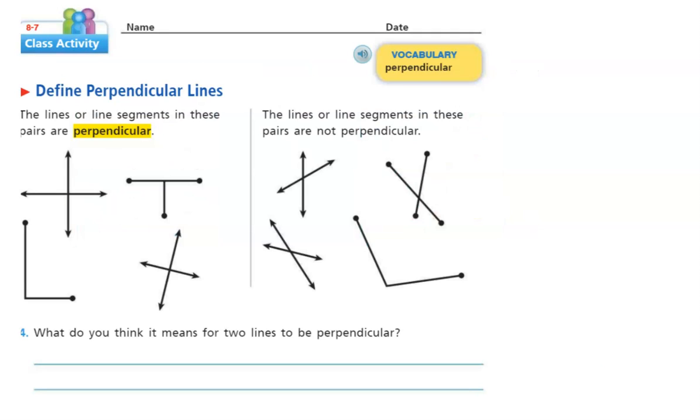So now let's talk about perpendicular lines. Perpendicular lines are kind of sort of the opposite of parallel here. So for a perpendicular line, it says the lines or line segments in these pairs are perpendicular and that these ones are not. So let's notice the difference between the two. I see line segments here. Lines here. I see a line segment, some line segments, some more lines.